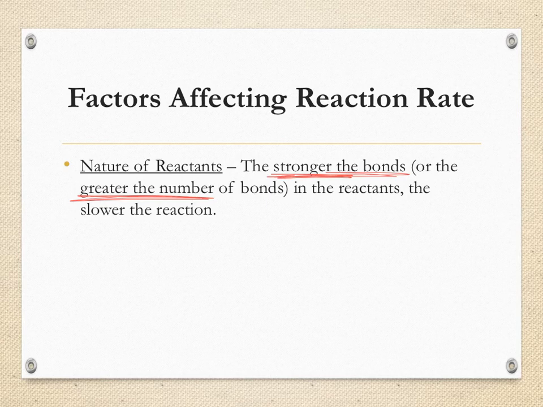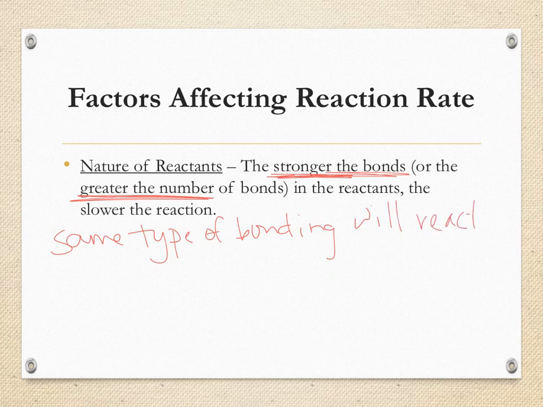Also, if two different types of molecules have the same type of bonding, they will react faster. So polar things will dissolve in polar things, and nonpolar things will dissolve in nonpolar things. But oil and water don't really mix because oil's nonpolar and water is polar. So this is not something that you can change. I can't make water nonpolar to get it to dissolve in oil, but it's just something to be aware of. The way the reactants are bonded to each other and the type of bonding they have compared to the products will affect how fast it reacts.